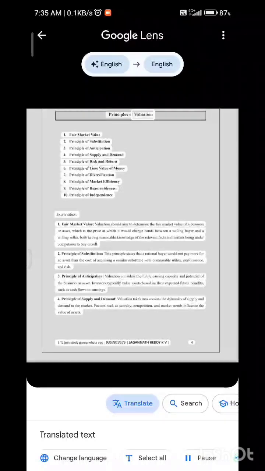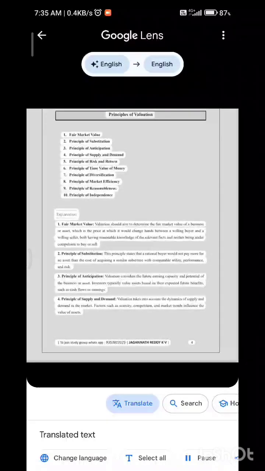Principles of valuation. 1. Fair market value. 2. Principle of substitution. 3. Principle of anticipation. 4. Principle of supply and demand. 5. Principle of risk and return. 6. Principle of time value of money. 7. Principle of diversification. 8. Principle of market efficiency. 9. Principle of reasonableness. 10. Principle of independence.